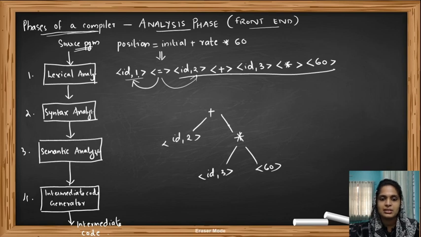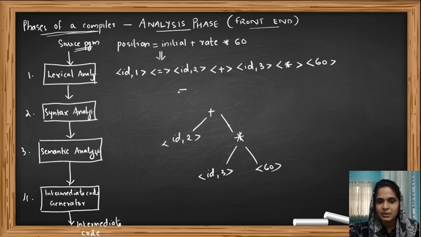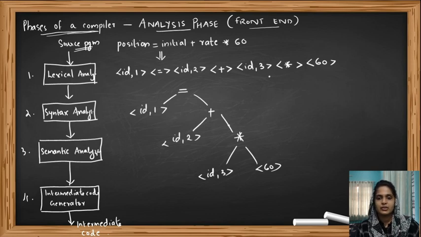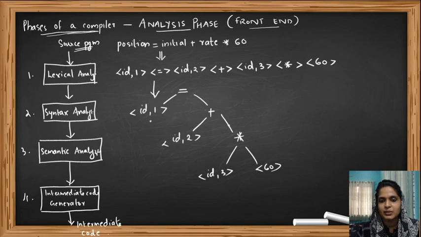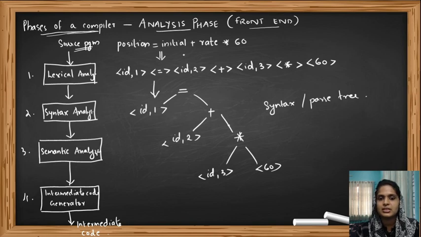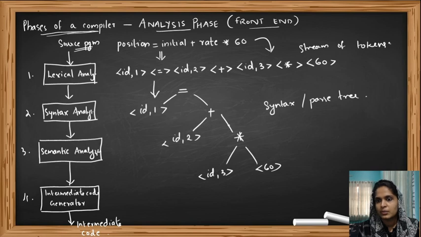Okay, so this can be depicted as assignment operator. One argument is ID comma 1 and the second argument is the complete result that we have evaluated right now. Okay, so this is the output of syntax analyzer. This is known as the syntax tree or the parse tree. So first the source program is converted to a stream of tokens, and then the stream of tokens is converted to syntax tree or the parse tree.